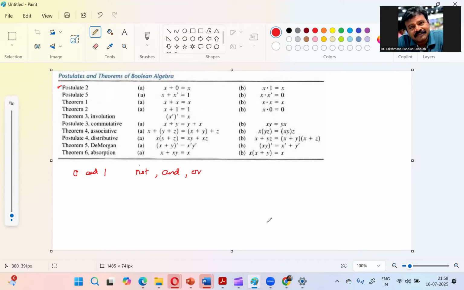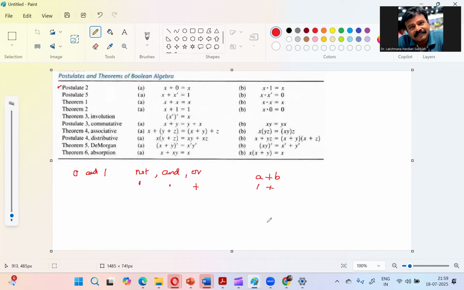NOT is represented by a dash, AND is represented by a dot, and OR is represented by plus. So here, plus is, suppose you consider A or B. If any one input is 1, the result is 1.